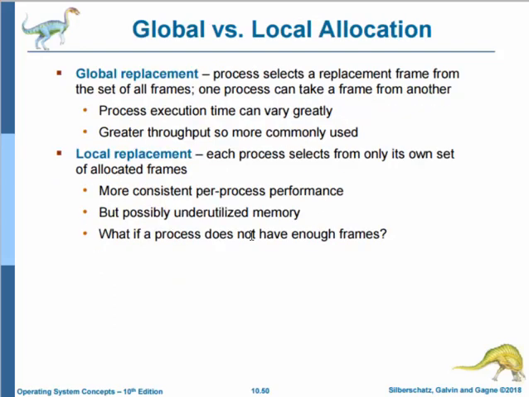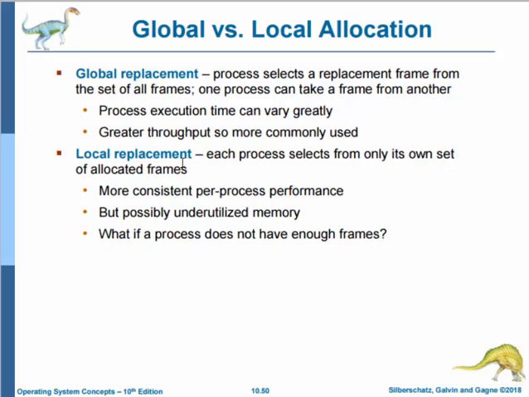Another important factor in the way frames are allocated to the various processes is page replacement. With multiple processes competing for frames, we can classify page replacement algorithms into two broad categories, namely global replacement and local replacement. So what is global replacement? This is the process of selecting a replacement frame from the set of all frames, and one process can take a frame from another. The process execution time can change, but there is greater throughput, so global replacement is more commonly used.